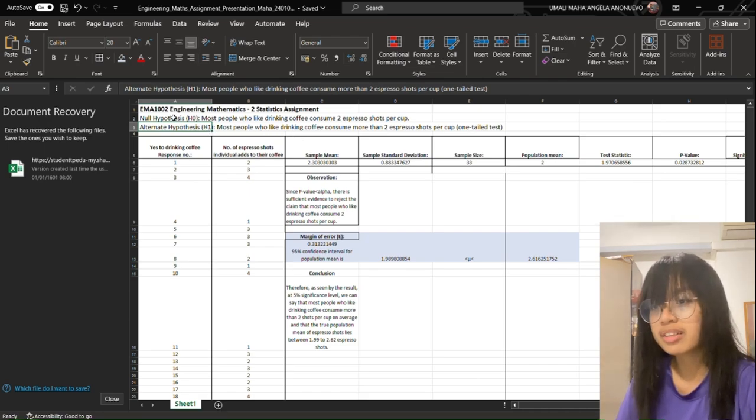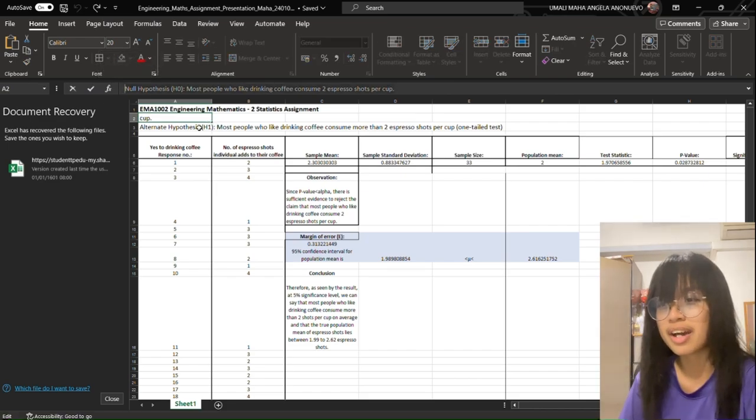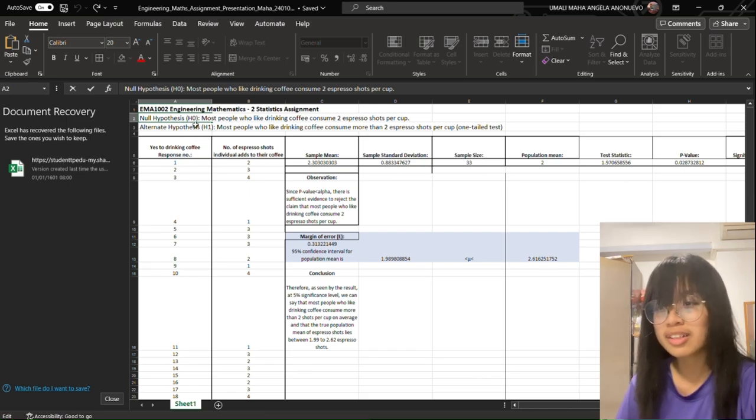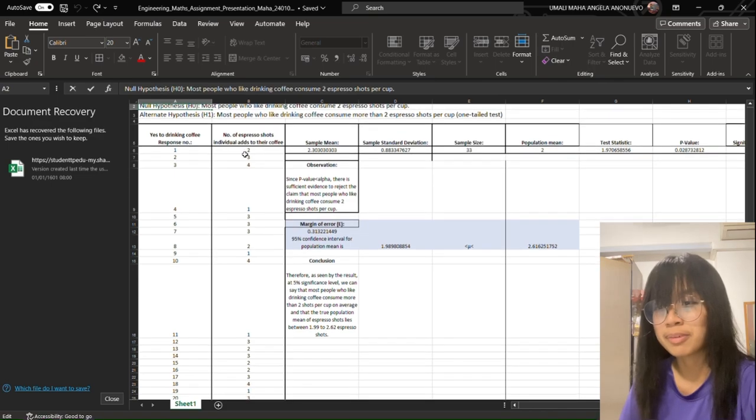In this case, my alternative hypothesis shall be that most people who like drinking coffee will consume an average of more than 2 espresso shots per cup. I chose this as my alternative hypothesis because I wanted to know if the claim is reliable.